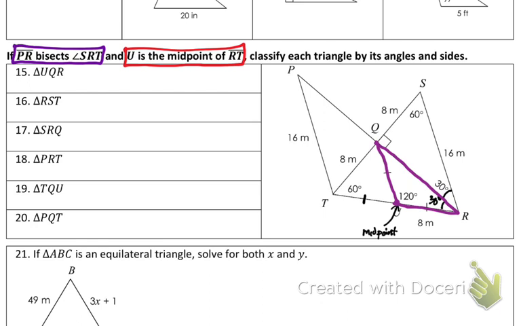It's definitely obtuse because we have 120 degrees here. So it is an obtuse. And if you look at these 2 tick marks on here, it must be isosceles. So it is an obtuse isosceles. We have an obtuse isosceles triangle.